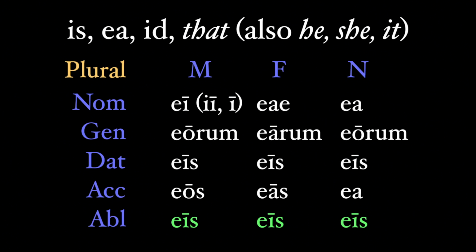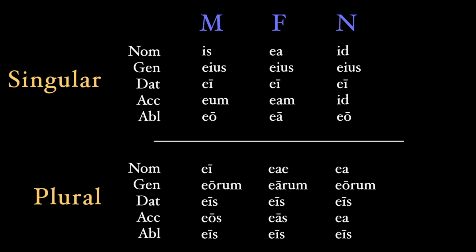Eis, eis, eis. So as with any word with thirty different forms, it can be pretty daunting to look at, and even to try to remember it all. I think Latin students everywhere have memorized this through rote repetition, and that's not that bad. Is, ea, id, eius, eius, eius, ei, ei, ei, eum, eam, id, eo, ea, eo, ei, eae, ea, eorum, earum, eorum, eis, eis, eis, eos, eas, ea, eis, eis, eis.